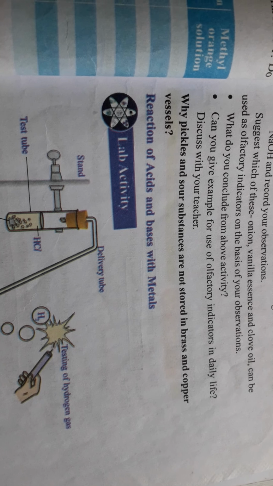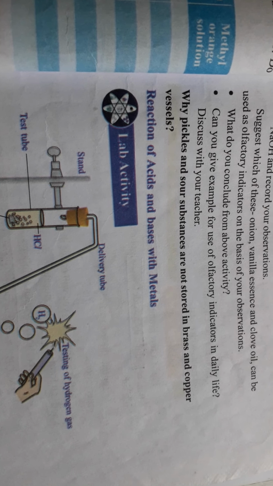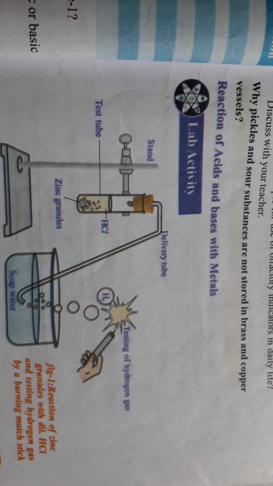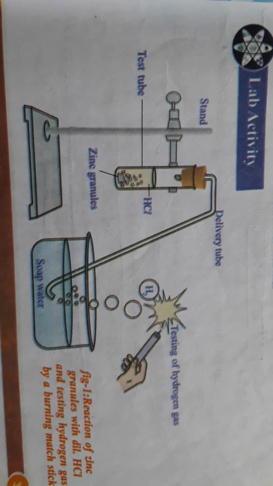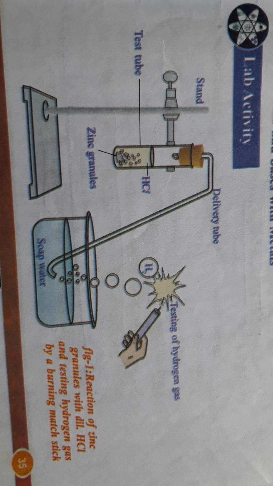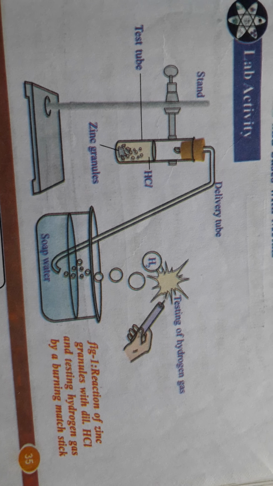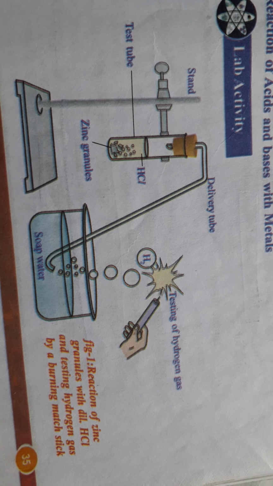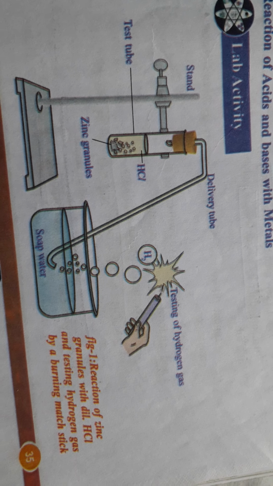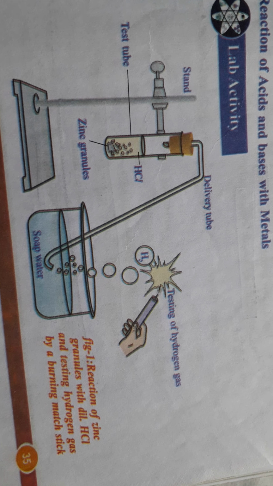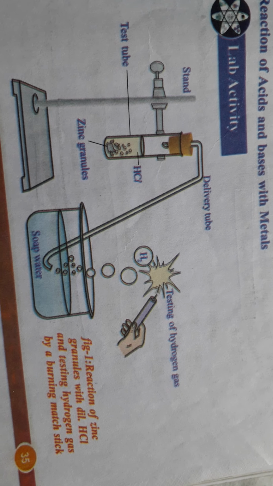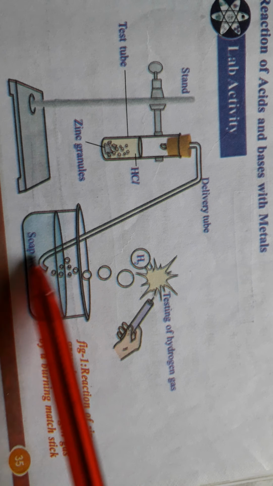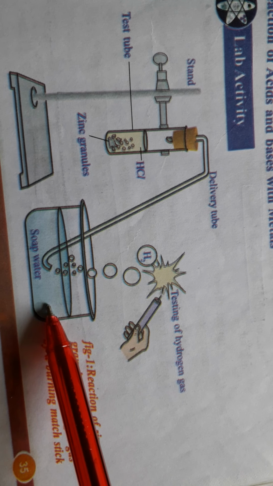You already know from the properties of acids that acids react with metals. Now let us see how the reaction takes place. For that, this is the diagram that you are supposed to draw. Please look at the diagram properly. You have a retort stand to which a test tube is fixed. In that you are taking zinc granules and diluted HCl, right? With the help of a cork, a delivery tube is fixed to it, and that tube is left open into a beaker of soap water solution.